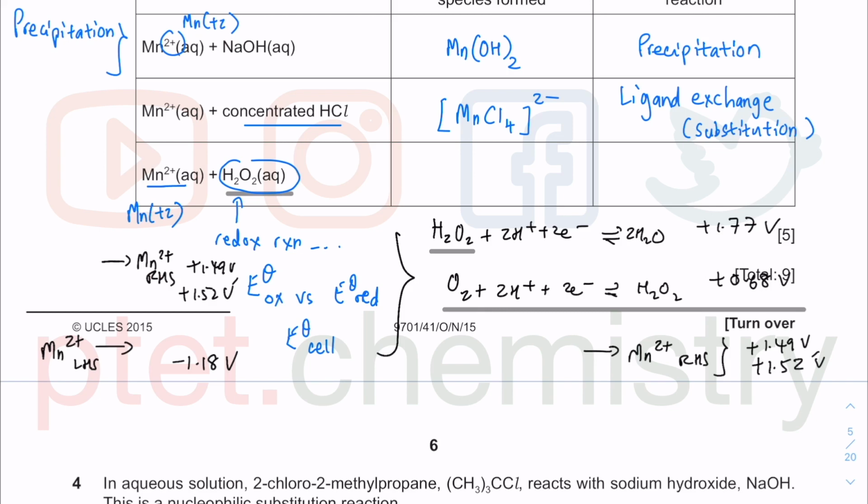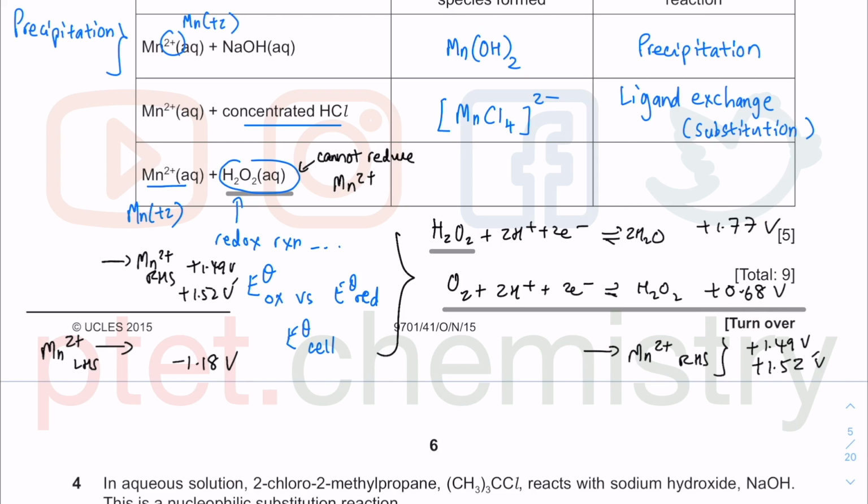Whereas if we look at the other way around, if this acts as reducing agent, then this becomes your E red, and this becomes your E ox, where the H2O2 is on the other side. And the E red is less positive than this, +0.68 volt. This and this is not going to work. H2O2 will not act as reducing agent for Mn2+. It cannot reduce Mn2+. If you compare this E naught value, this is less positive than that.